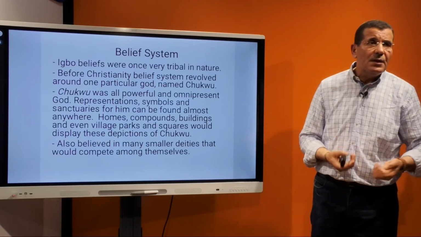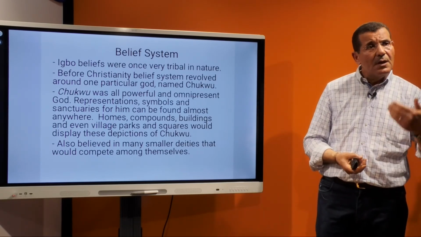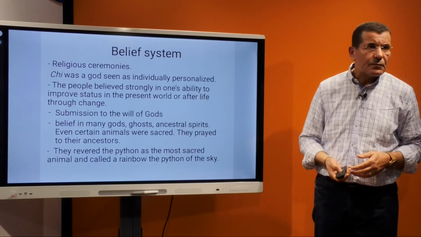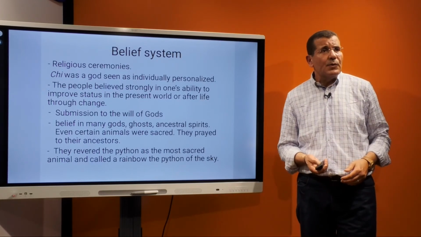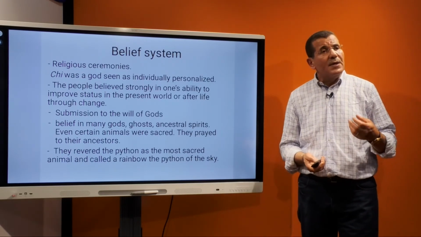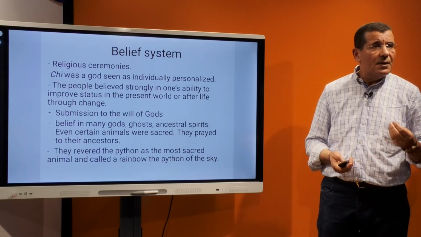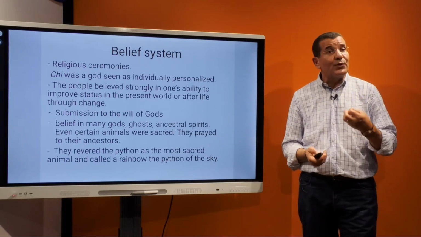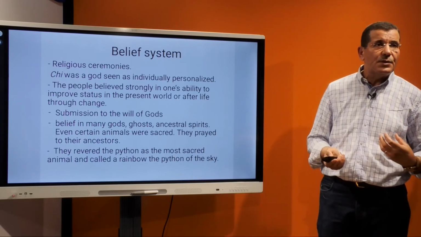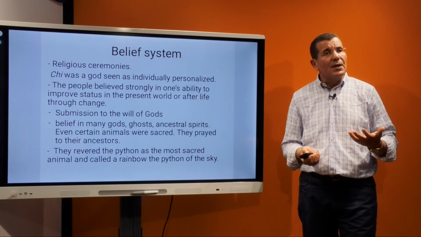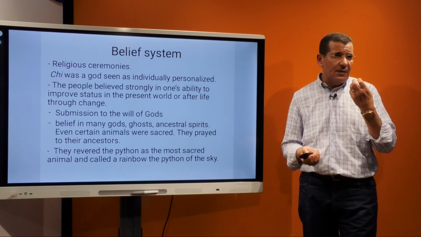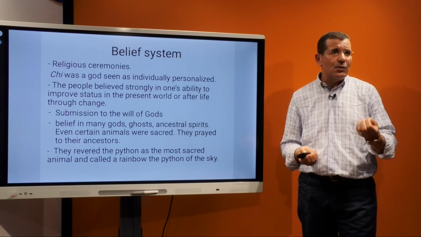And not only do you have their belief system in God, but also they believed in many smaller deities that would compete among themselves. Religious ceremonies, Chi also was a god seen as individually personalized. If someone says yes to Chi, he exists, Chi, a powerful personal god. And the people believe strongly in one's ability to improve status in the present world or afterlife through change. If someone says yes to Chi, his Chi responds positively. So, belief in strong will and submission to the will of gods.